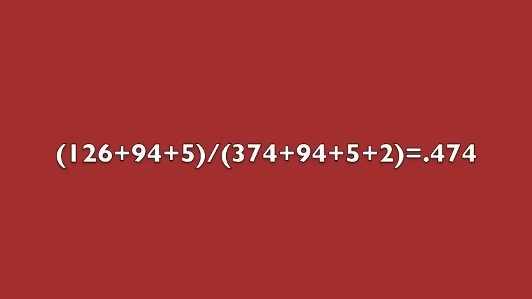Next, Votto's on-base percentage. Votto had 126 hits, 94 walks, was hit by 5 pitches, had 374 at-bats, and 2 sacrifice flies. 126 plus 94 plus 5 divided by 374 plus 94 plus 5 plus 2 is equal to .474. .474 plus .568 is equal to 1.042. So Votto's on-base plus slugging for 2012 was 1.042.